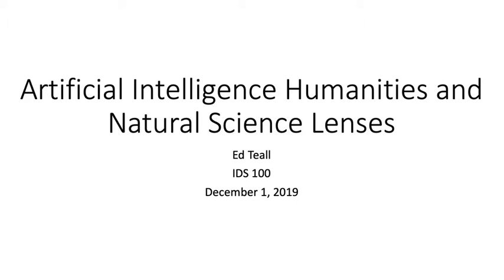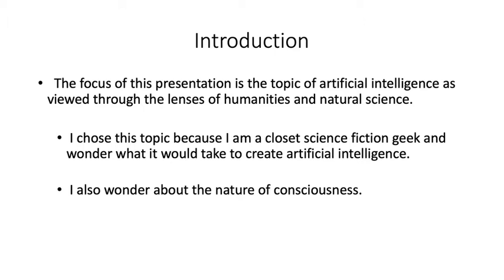So the first slide you're going to end up doing then is an introduction. And in this, you're going to take the information you said in the discussion about why you chose this topic. And you start off by explaining what you're going to focus on. So I'm focusing on artificial intelligence as my subject, and I'm using the lenses of humanities and natural science. And then I'll tell you about why I chose this topic. You're going to put a couple bullet points in here.